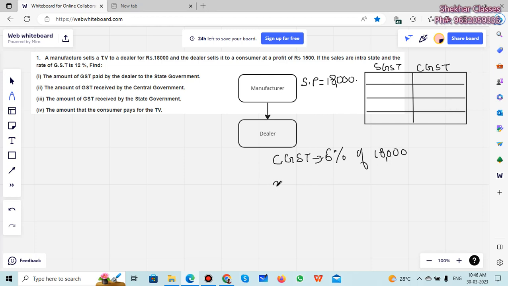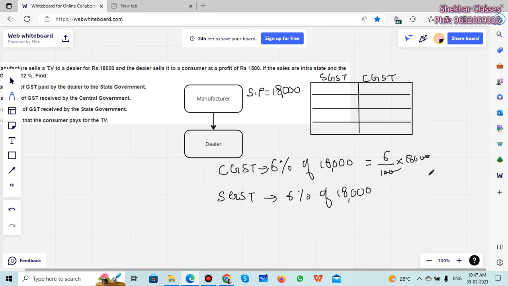Then SGST also will be 6% of 18,000. It will go to the state government. So let's calculate what is 6% of 18,000. So this is 6 per cent of 18,000. The zeros get cancelled. So how much do we get? 8 sixes are 48, and 6 ones are 6, plus 4 is 10. 1 0 after this, so I'll put a 0.